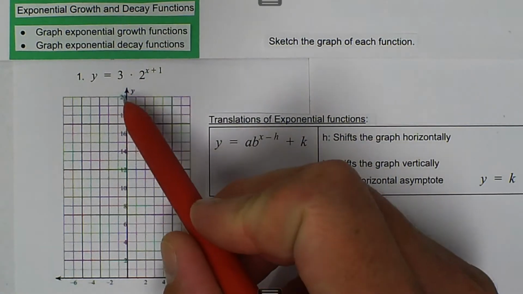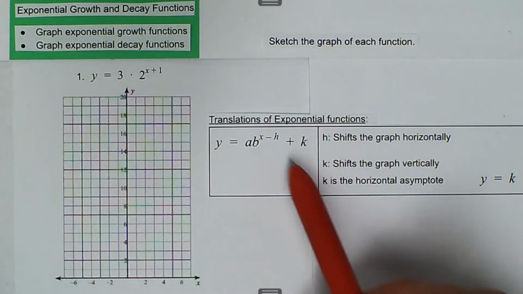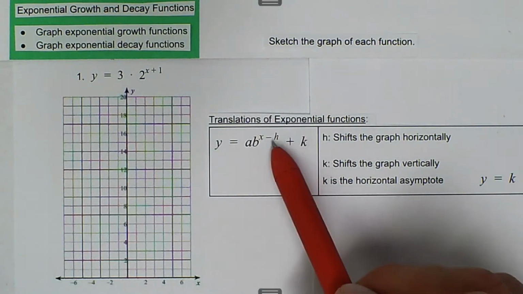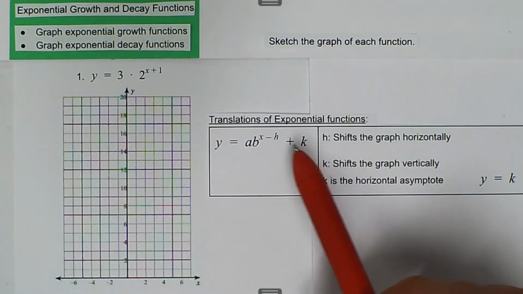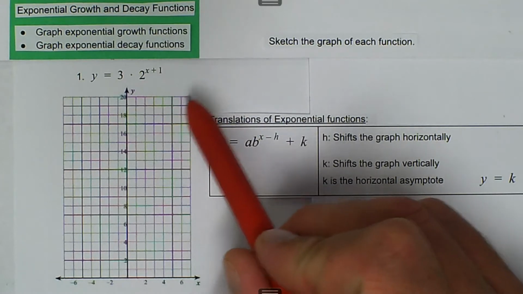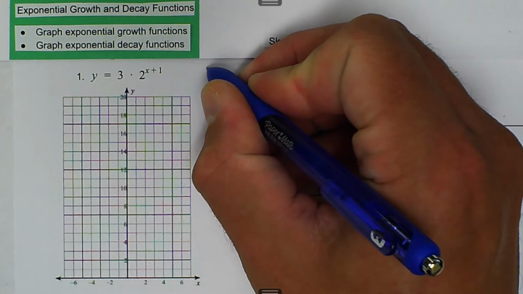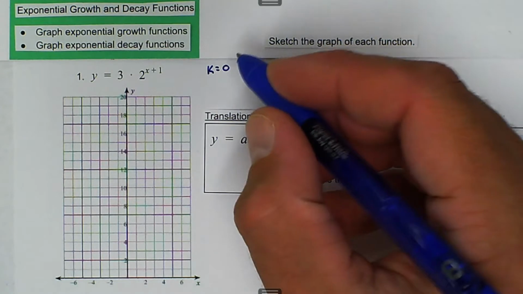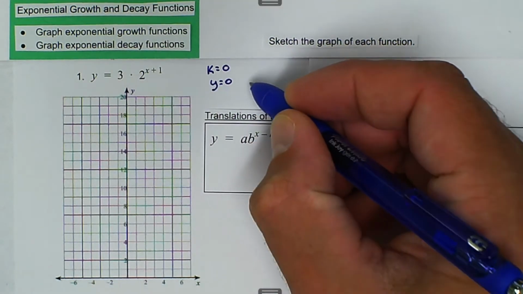In this case, we have our a value is 3, our b value is 2, our h value is -1. It's negative because the h here is negative, so in order to get that positive, it has to go backwards. And the k value in this case, there's no k value here, so it's understood that we have a k value that's equal to 0. So k is equal to 0, so that means our asymptote is going to be y equals 0.